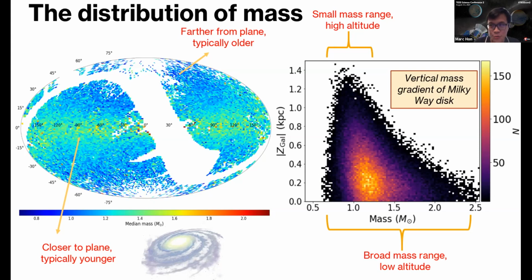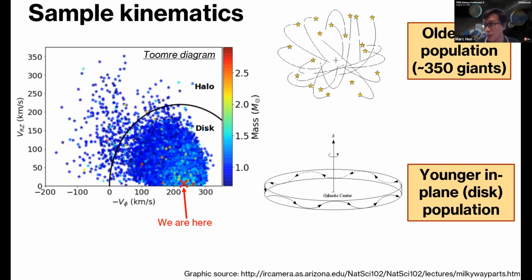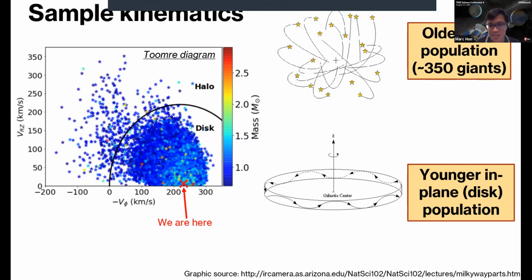Another way of looking at our sample is through the kinematics. Now, populations in the Milky Way can often be disentangled kinematically into those in the disk and those in the halo. Here we show a Toomre diagram where we find that most of our sample lies within the disk of the Milky Way, at least kinematically. And this includes a lot of more massive stars. And this agrees with our understanding that the disk is home to a lot more young stars compared to the halo. Now, we find a few hundred stars in our sample with halo-like kinematics, and these correspond to many low-mass stars, which agrees with our understanding that the halo stars are typically quite old.